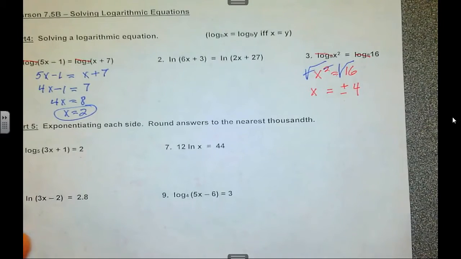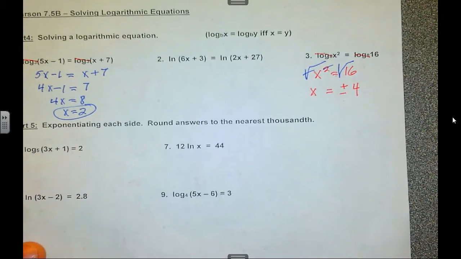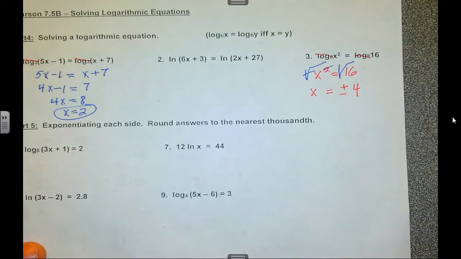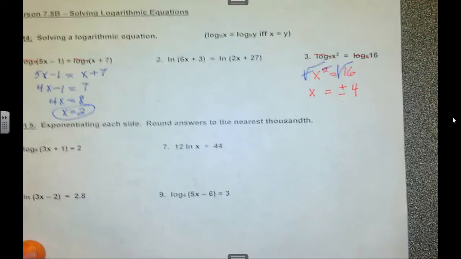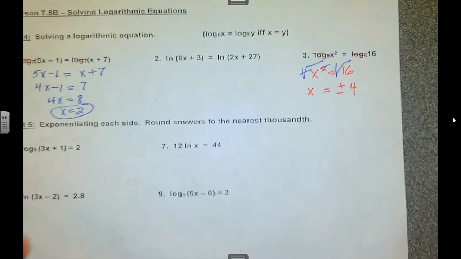SATs, which are coming up in a few weeks here, they're going to put both answers on. In fact, they'll probably put 4 in the first choice to try to get you guys to mark it.